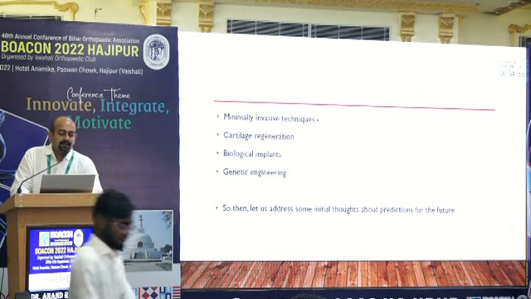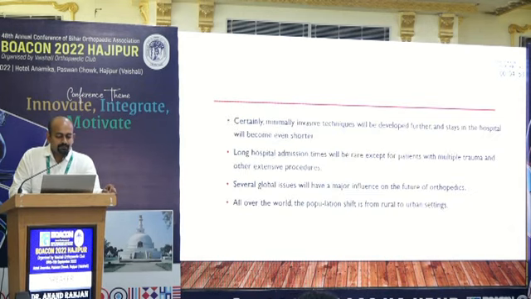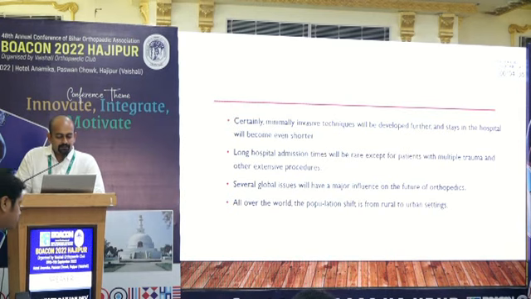So let's address some initial thoughts about prediction of the future. Certainly minimally invasive techniques will be developed further, and stays in hospital will become smaller and smaller. Long hospital admission times will be rare except for patients with multiple trauma and other extensive procedures. Several global issues will have major influence on the future of orthopedics.